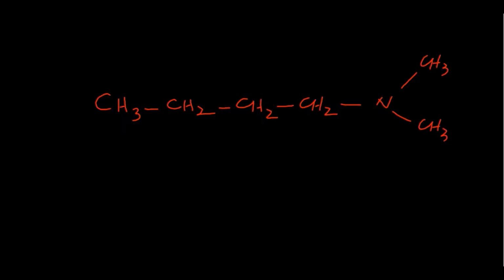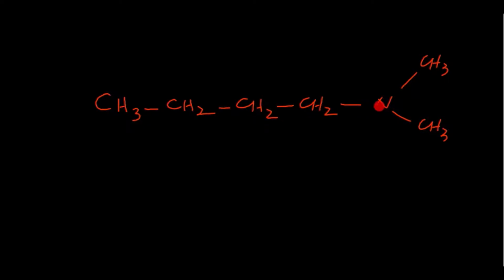Now find the parent chain, students. With this amino group, one hydrogen is replaced with methyl, another hydrogen is replaced with methyl, while the third hydrogen of ammonia gets replaced with butyl group. Alkyl group made up of 4 carbon atoms is butyl. So the larger alkyl group along with the nitrogen is taken as parent chain.